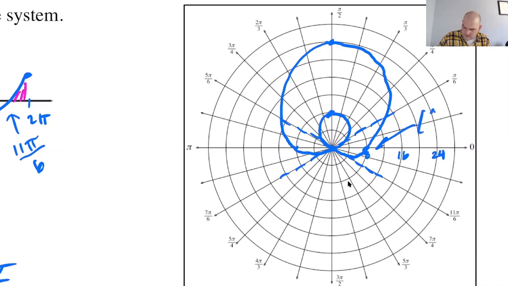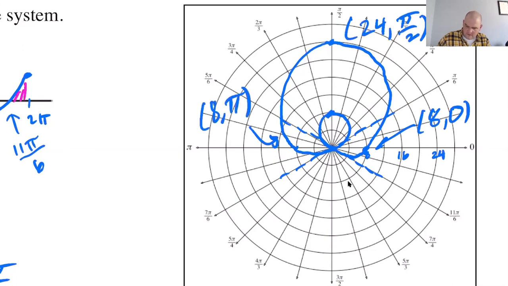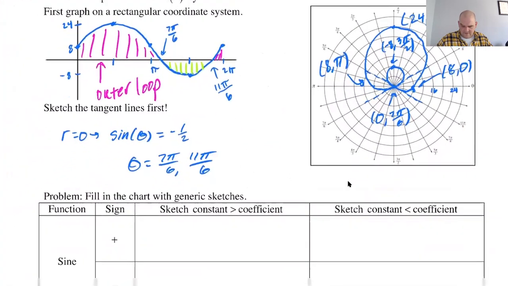So we were here, this is 8, 0. This was 24, pi over 2. This is 8, pi. And then we're at the origin at some weird times. So we're 0, 7 pi over 6. We're here at -8, 3 pi over 2. And then we're back here at 0, 11 pi over 6. And then we finish off at 8, 2 pi. But it's getting a little cluttered on that graph, so I'm going to skip that for now.